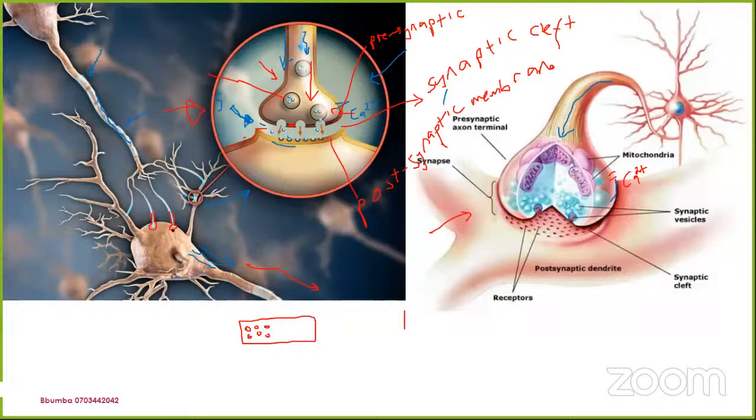Now, from the knob, there's a space before you reach the membrane of the adjacent neuron. That is what they call the synaptic cleft, or the space. I hope you guys have got the difference now.